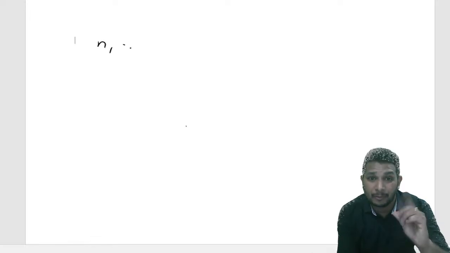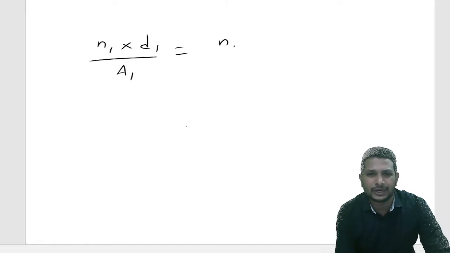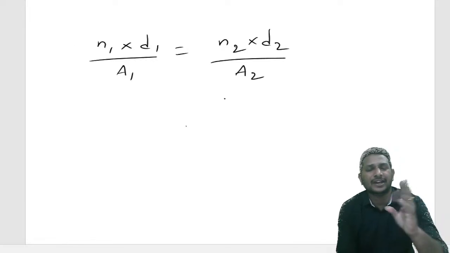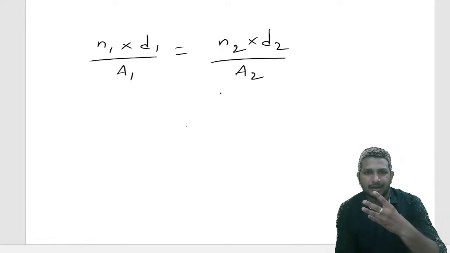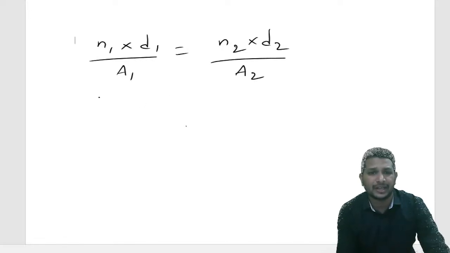So what do we do here? Number of boys are given as 15. So N1, number of boys, and number of days, the amount they spend or earning, whatever. N2 into number of days D2 by A2. N1 and N2 are number of boys or whatever, the men. D1, D2 are number of days and A1, A2 are the amount.